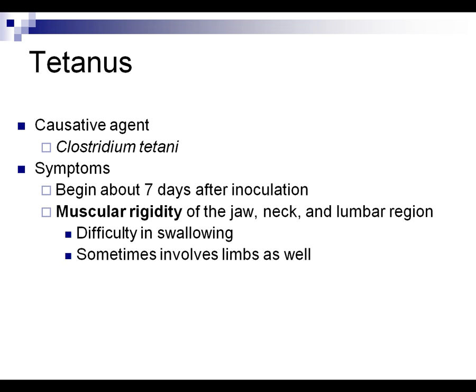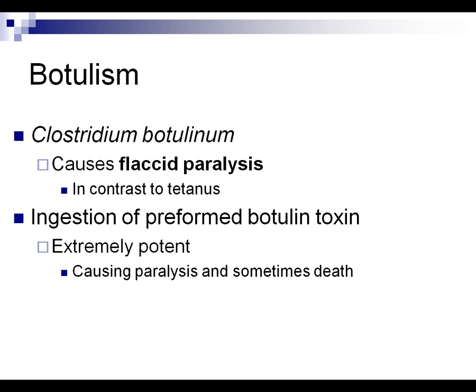And what you really want to remember about Clostridium tetani is that it's associated with muscular rigidity. So the jaw and the neck and the lumbar and the limbs could also be affected. They become very rigid and stiff. Whereas Clostridium botulinum, or botulism, is flaccid paralysis, so the body becomes very limp. So be able to differentiate those two different types of diseases and those two different organisms.